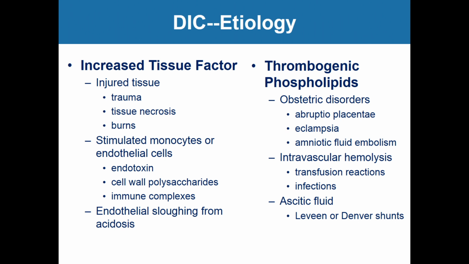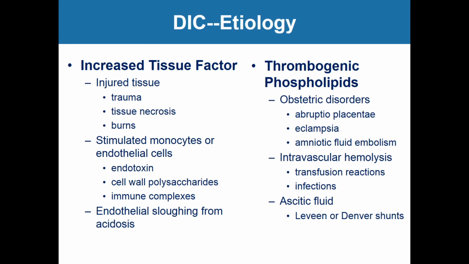in the vascular endothelium, in the matrix, is exposed and can activate factor 7. Stimulated monocytes or endothelial cells stimulated by endotoxin, cell wall polysaccharides, or immune complexes can also upregulate expression of tissue factor. Also is seen in endothelial sloughing from acidosis. Thrombogenic phospholipids are clearly related to activation of coagulation, particularly in obstetric disorders such as abruptio placentae, eclampsia, and amniotic fluid embolism.